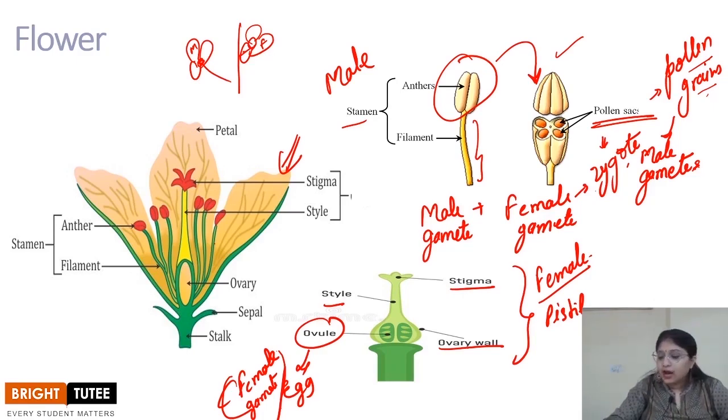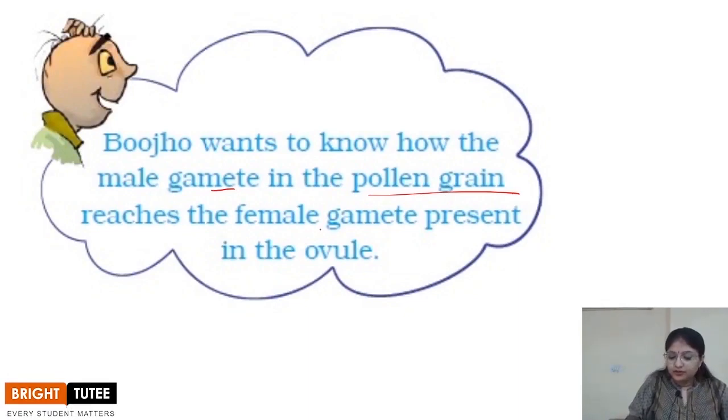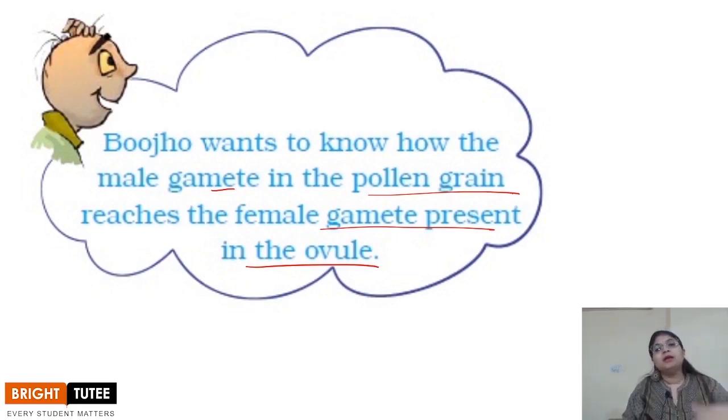Now you might be wondering how does this male gamete which is present in the pollen grain reach the female gamete which is present inside the ovary and further inside the ovule, right? So for this we are going to talk about each step, and how each step is taken leads to the fusion of the male and the female gamete, right? So the question again is, Bujo wants to know how the male gamete in pollen grain reaches the female gamete present in the ovule. Again, it's a valid question. Like I already told you, the male gamete is present in the anther inside the pollen grain, how does it reach the female gamete present in the ovule?